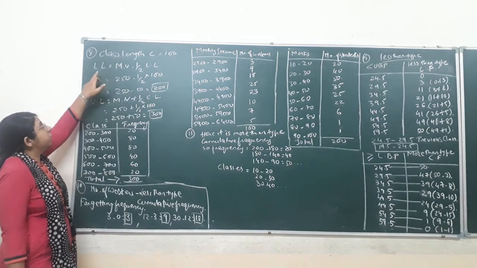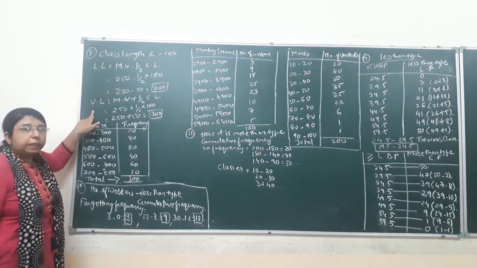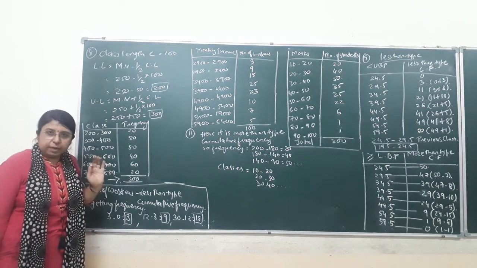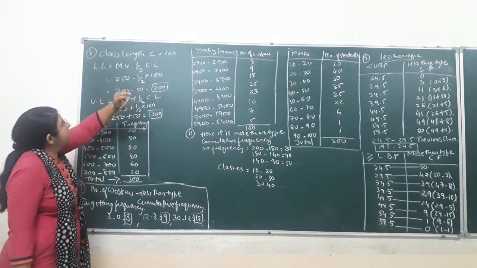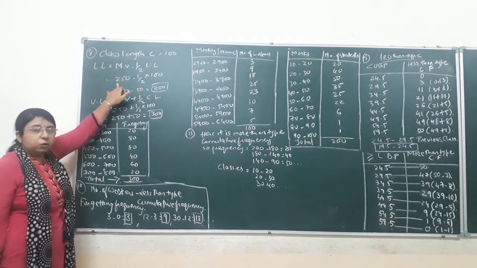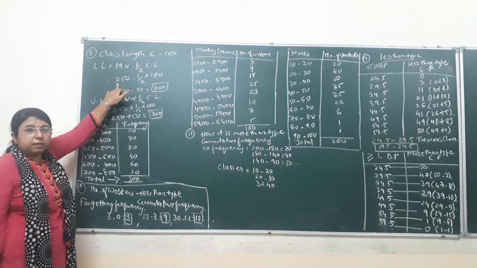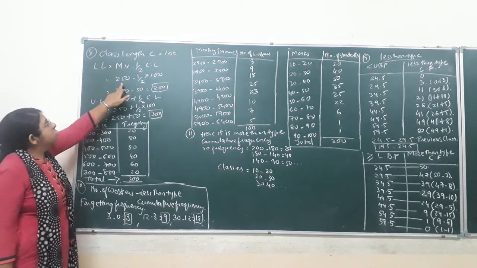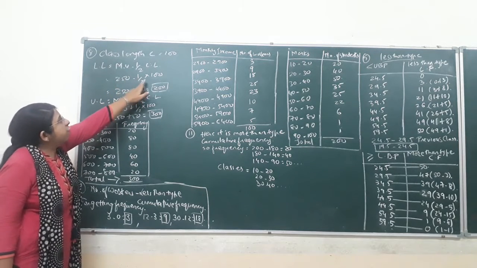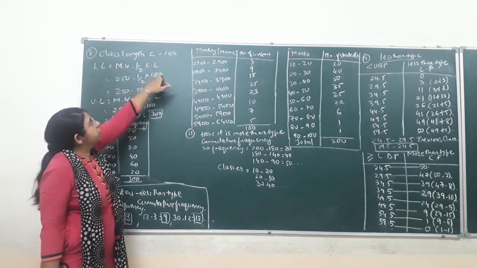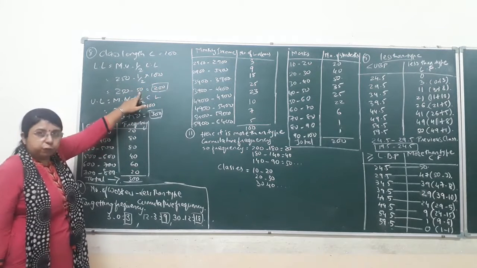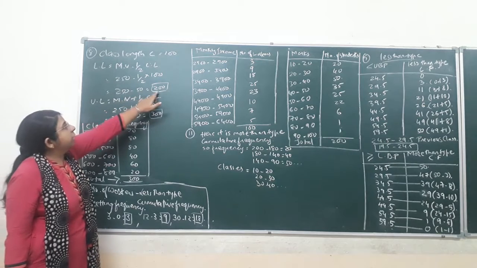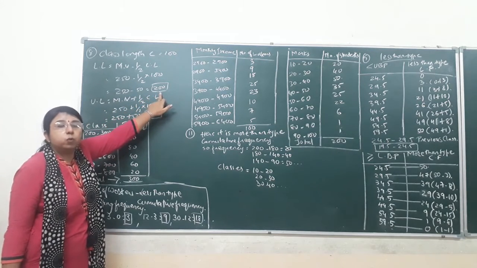On that basis only you will be able to find the lower limit and upper limit of each and every class. So by applying the formula mid value minus half of class length, what is the first mid value given to you from first class, that is 250. So 250 minus half of class length. What is the class length that we have decided? That is 100. So half of 100 would be 50. So 250 minus 50, the lower limit would come to 200.